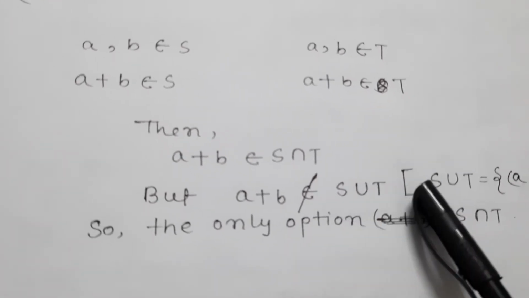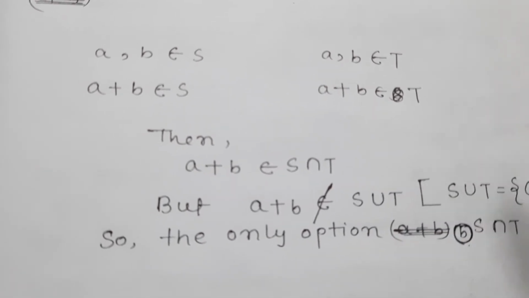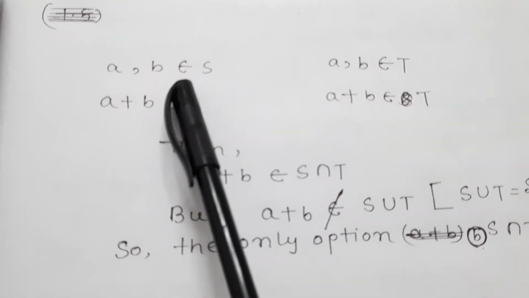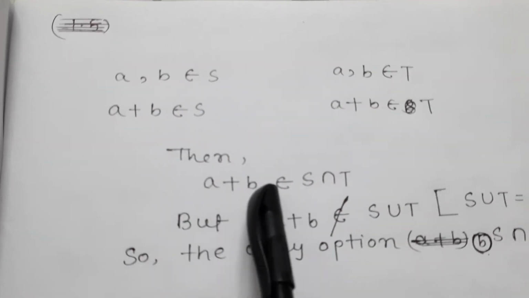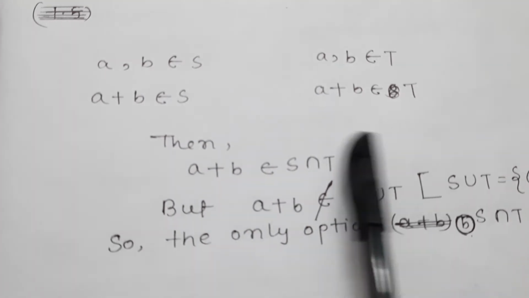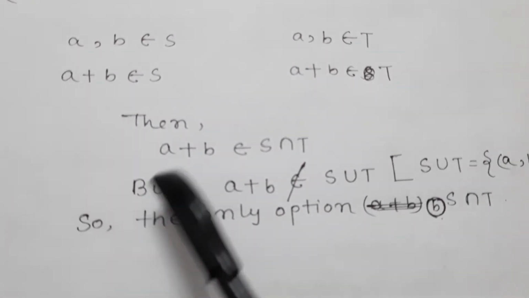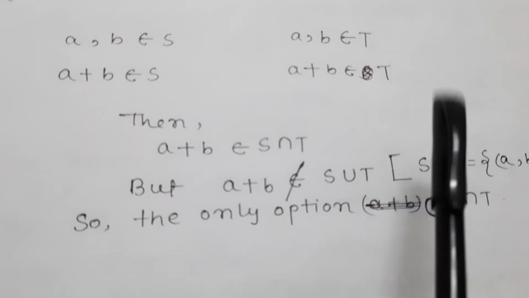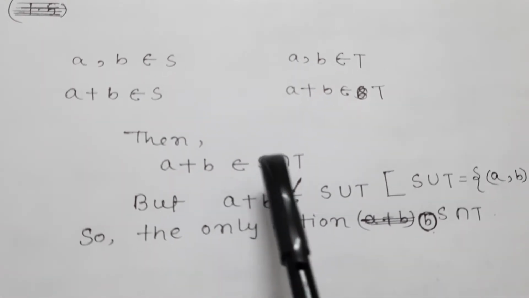So S union T is not a subspace of V, because a plus b belongs to S, but a plus b does not necessarily belong to S union T; it belongs to S intersection T. S union T does not follow the rule of a subspace. So S union T is not the correct option, and the only option is S intersection T.